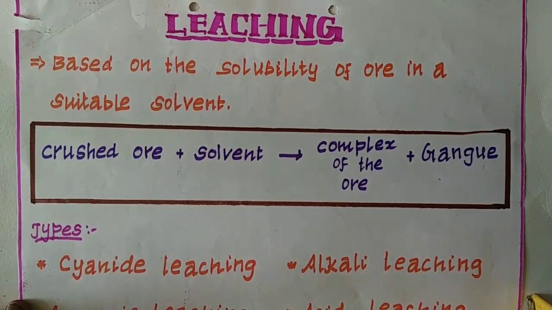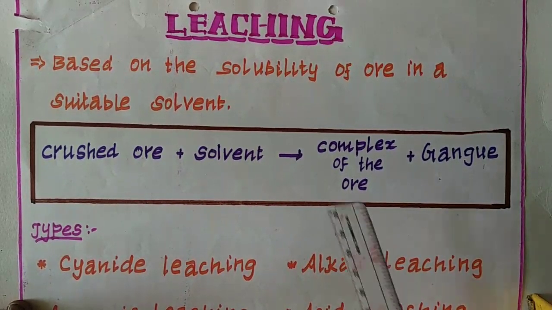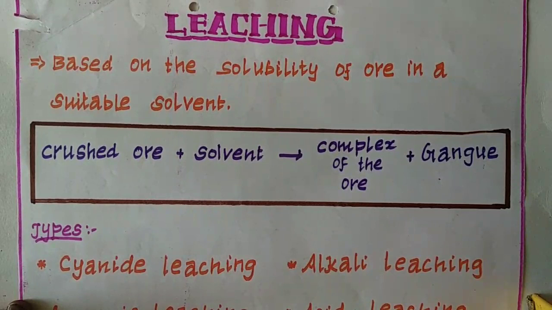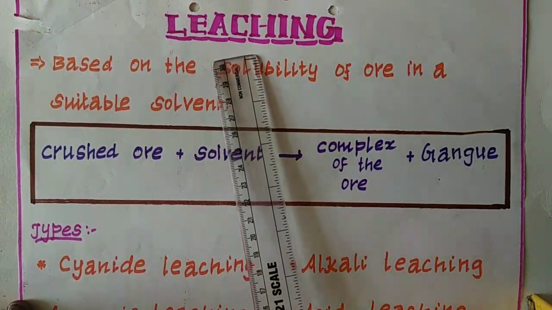So that metal will form a complex. It will form a complex with the solvent used. Whatever solvent we are using, with that solvent, what will be obtained? There will be a formation of a complex. Okay, now from the complex, what will be extracted? The metal will be extracted by using some other reagents. So this is the principle of leaching.